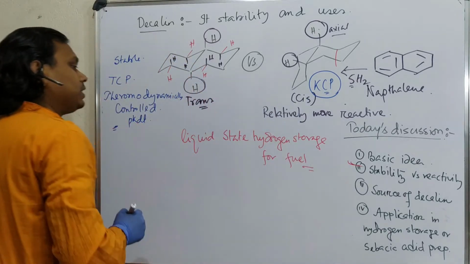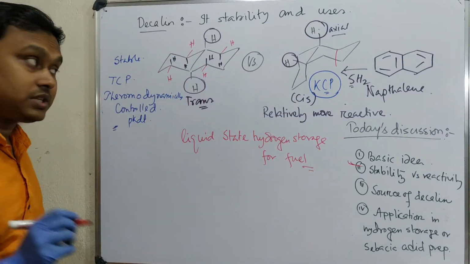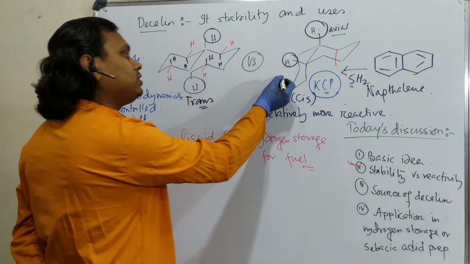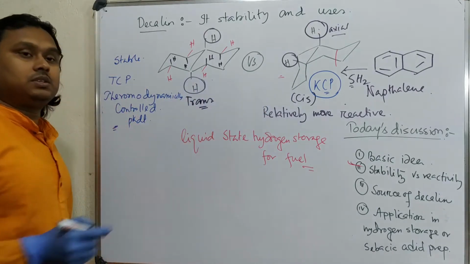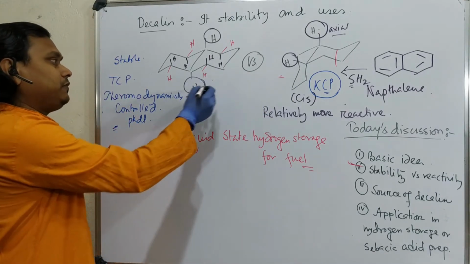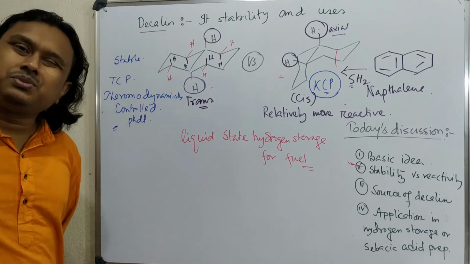So it has a fuel application. What do I mean by the statement? See, this is relatively more reactive compared to this, so it will react faster. Second thing, if it is stable, stable means reactant to go something.